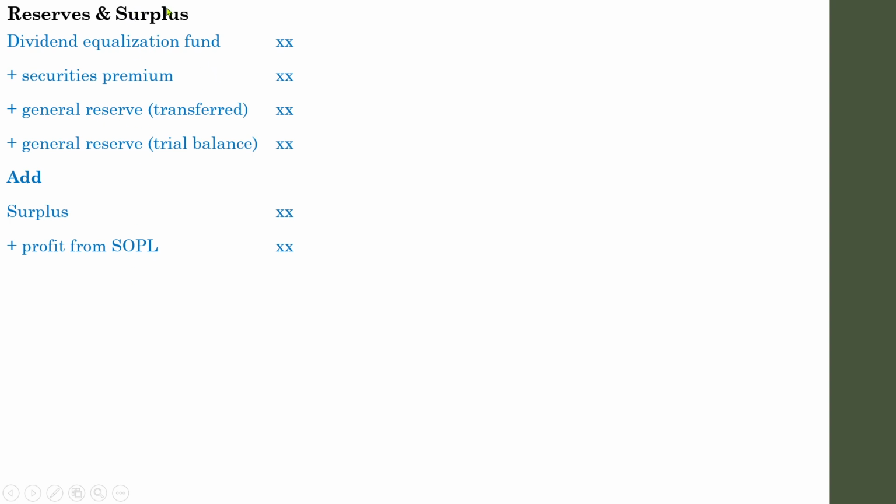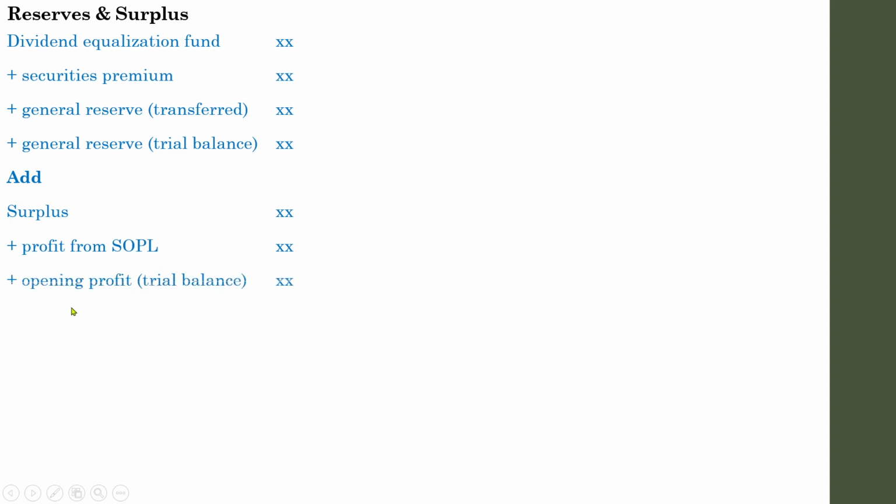Before preparing the statement of financial position, you might already have prepared the statement of profit and loss. So while preparing the statement of financial position, you need to find out this. Along with this, you need to add the profit from the statement of profit and loss, because we have already prepared it. After preparing the statement of profit and loss, we will be preparing reserves and surplus. So the profit which you have computed from the statement of profit and loss should be added here.